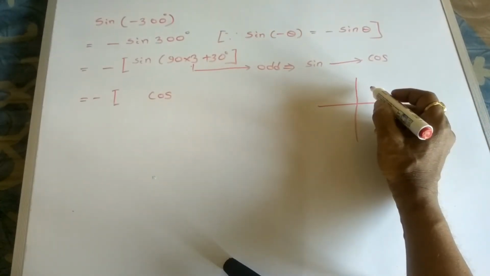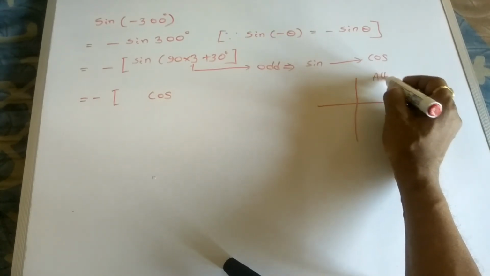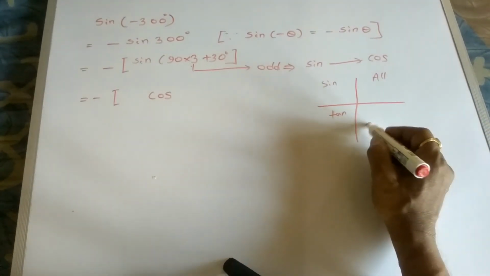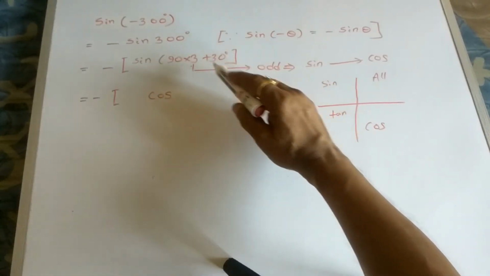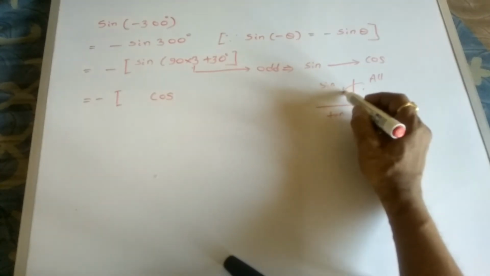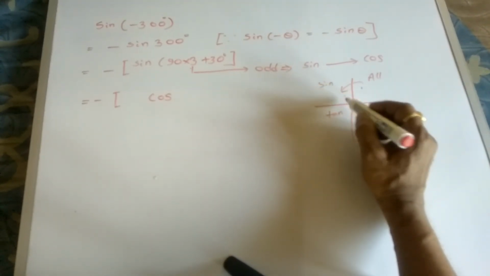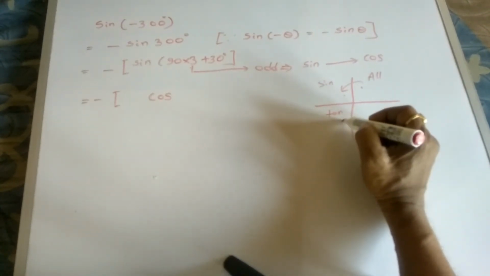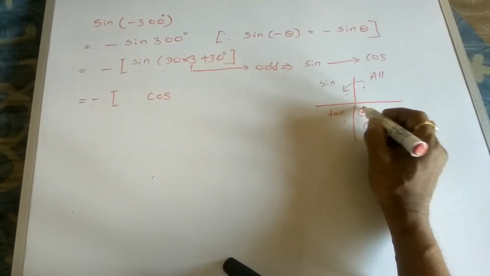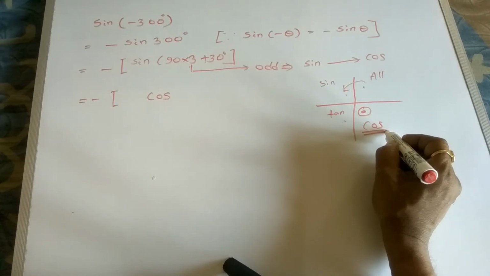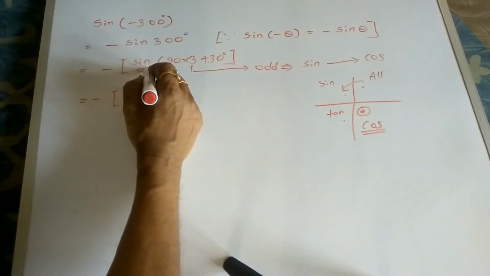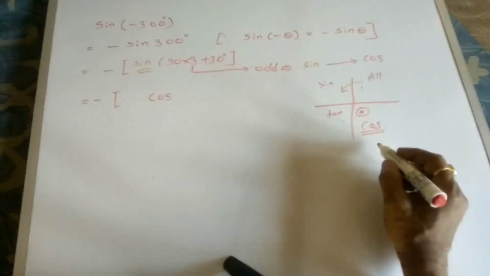Now let us count the quadrant. It will be in the fourth quadrant. First, all, sin, tan, cos. So first, second, third quadrant, plus or minus is what, plus. So in the next quadrant you move. So it is cos. But the sum is given sine.